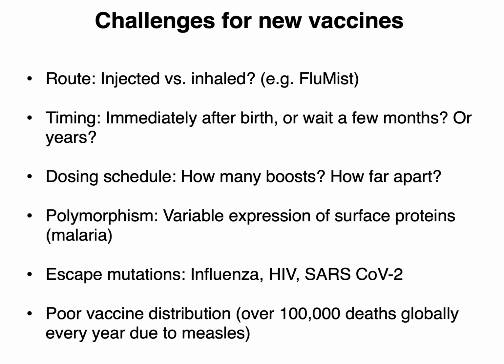And one of the tragedies of vaccination is poor vaccine distribution. Even now, with a very effective measles vaccine, there are over 100,000 deaths globally every year due to measles.